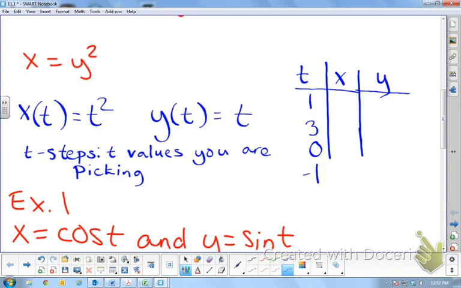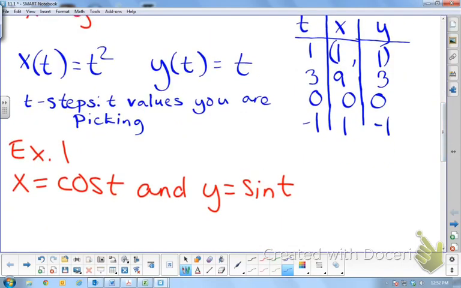So now I can find x and y coordinates that I could then go graph by plugging them into our equation. X of t, if I plug in 1, 1 squared, which is 1. Y of t is nice because if I plug in 1, it's the same thing. If I plug in 3, x of t is 9, y would still be 3. 0 would give me both zeros, and -1 would give me 1 and -1. So now we have a whole bunch of coordinates we could go plot on the xy plane.